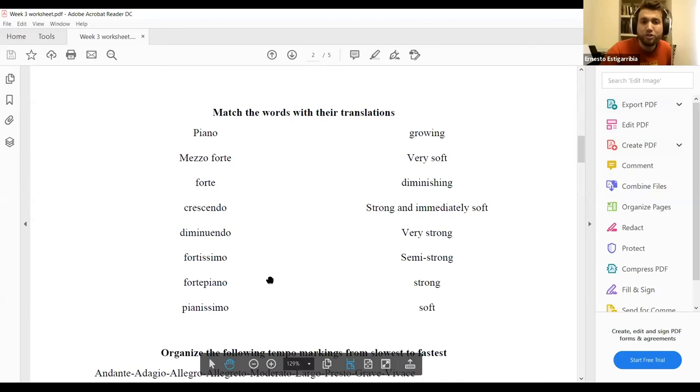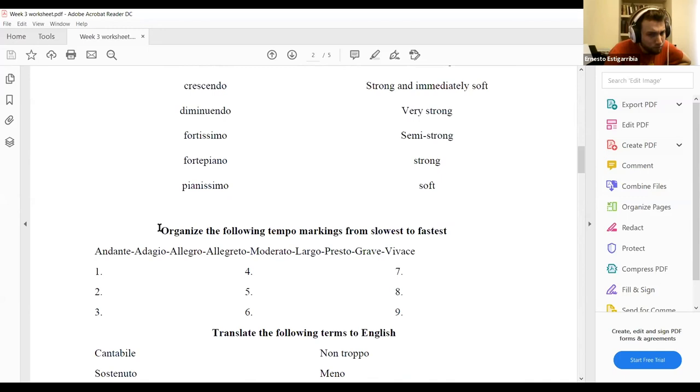Let's quickly go to our worksheet here because we have some matching to do. In this one, I'm going to leave that to you to do on your own later, but I'm going to explain what you need to do. In this first activity, I have the words on the left and the definitions in English on the right. I want you to connect the words with their meanings with arrows. Any questions on that? Any questions on any of the terms that we have discussed today?